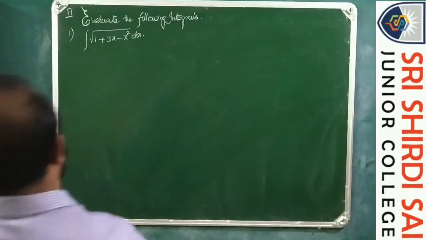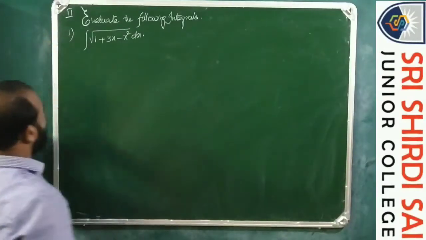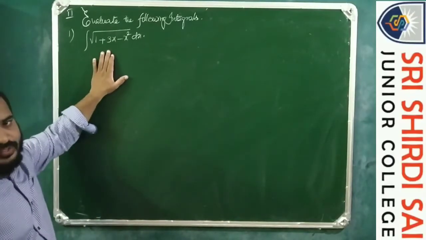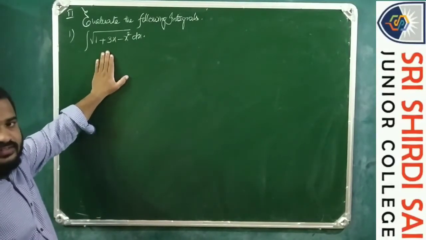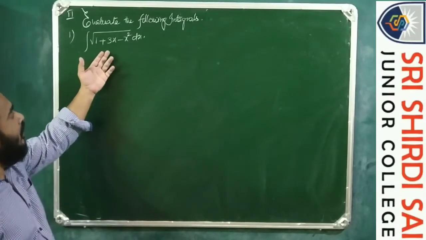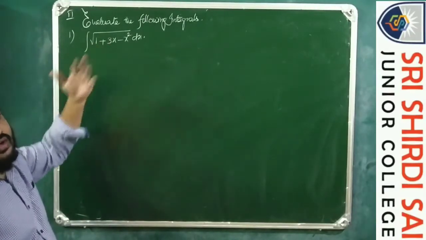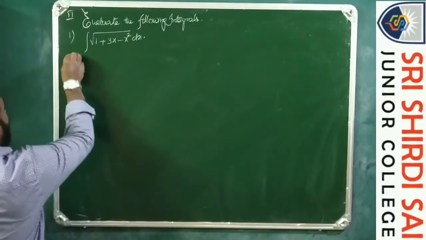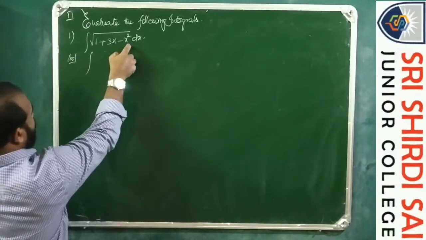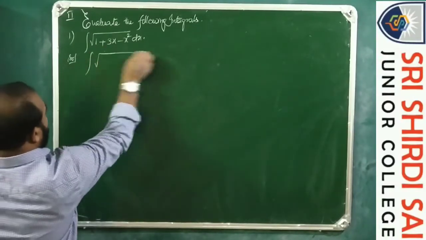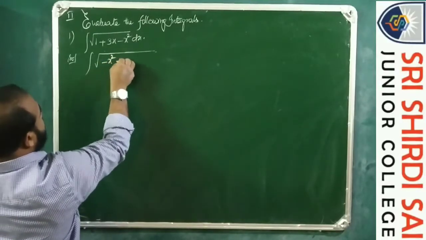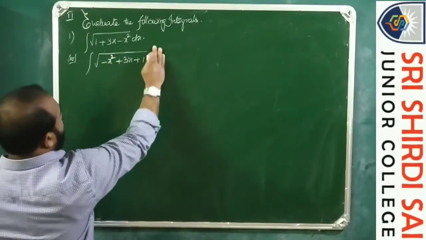Evaluate the following integrals. Second problem, first question: the integral of square root of 1 plus 3x minus x square dx. This is a pure quadratic expression and we know how to solve this. How? We have to complete the square. It should be either (a plus b) whole square or (a minus b) whole square. So first of all, let us try to write it in a proper order: first x square, then x, and then the constant. The integral of square root of minus x square plus 3x plus 1 dx.